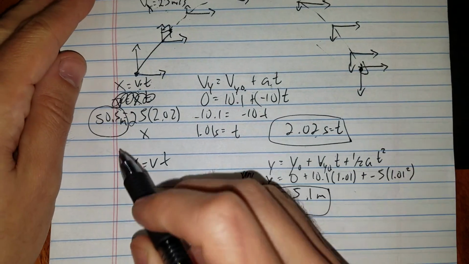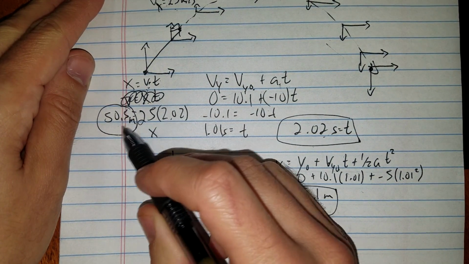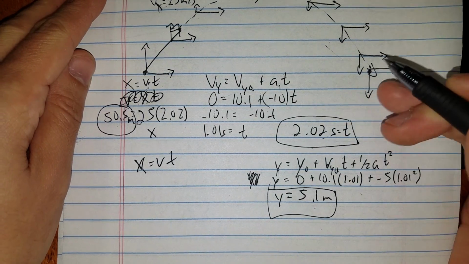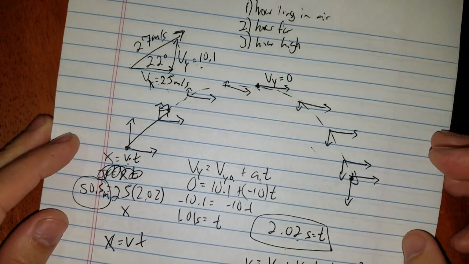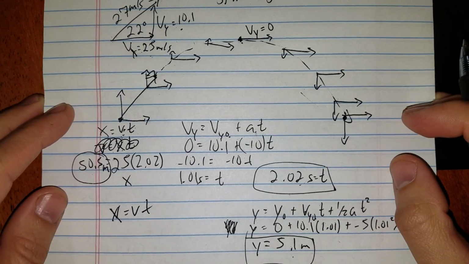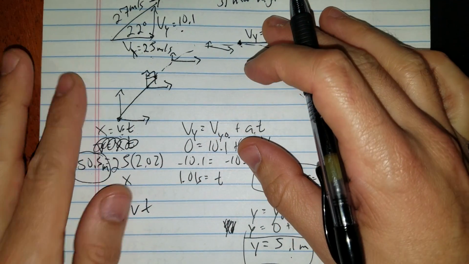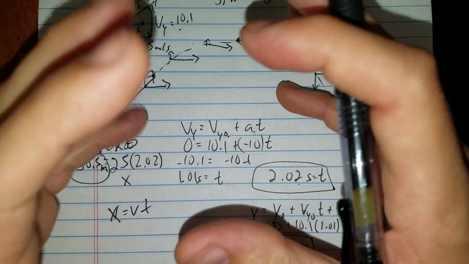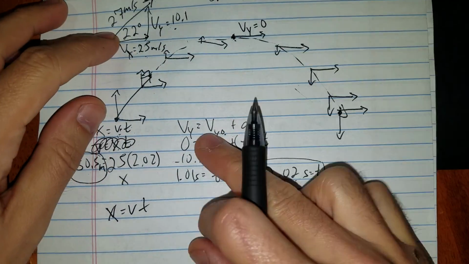But this seems reasonable. Our horizontal displacement is 50 meters. We only go 5 meters up in the air. Seems reasonable. So there you go. These are the basics, right? So make sure you understand how the x and the y act together, how you have to keep them separate, and how to use the formulas.